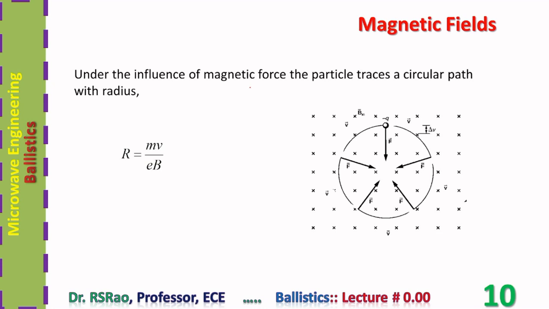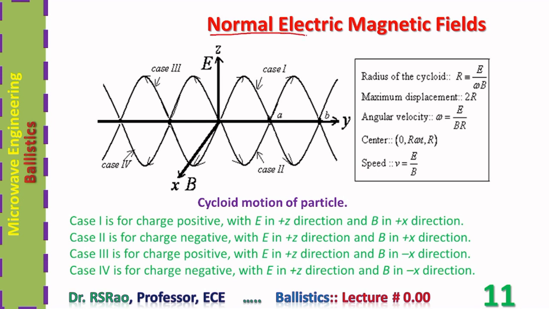When a particle is introduced into a magnetic field with a certain velocity, normal to the direction of the magnetic field, then the particle starts rotating, tracing a circle. The radius of the circle is given by this formula. We use this formula frequently. Notice the difference between the behavior of the particle in a magnetic field and in an electric field. In an electric field, the particle movement is along the direction of the field, parallel to the field. But when a particle is introduced into a magnetic field with a certain velocity, its movement is normal to the field. Second aspect is it is not a straight line. It is a circle.